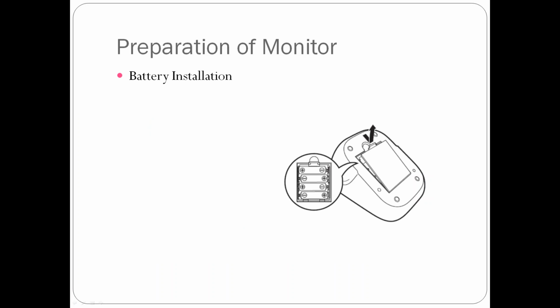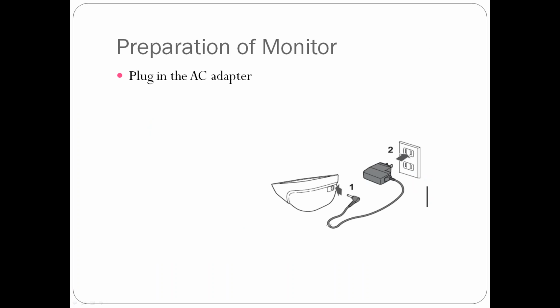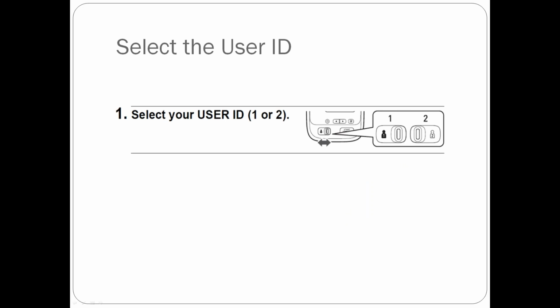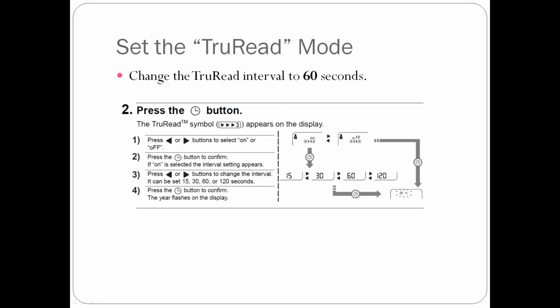To prepare the monitor, we will insert 4 AA batteries and replace the battery cover. Plug in the AC adapter. It is recommended that you install the batteries even if the AC adapter is used. Select your user ID. It doesn't matter which it is. The settings and memory will be maintained for both 1 and 2 separately.